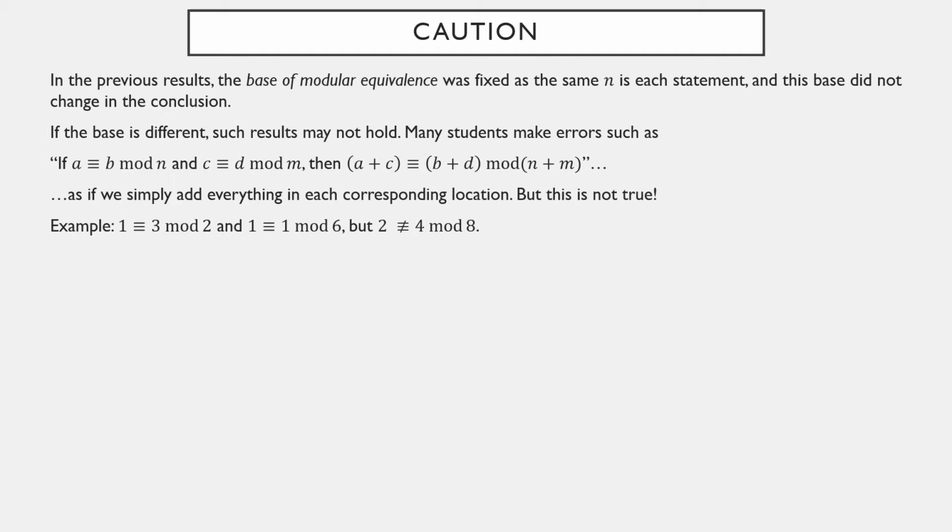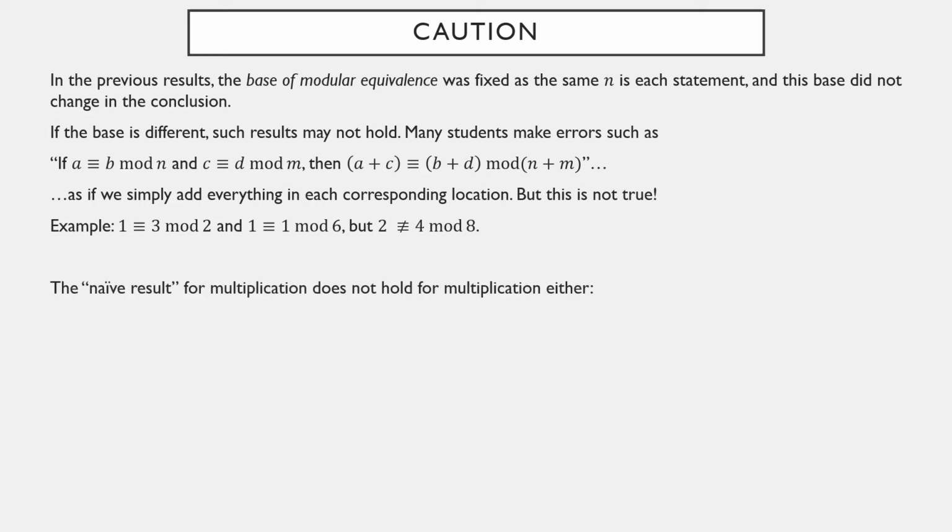For example, 1 is equivalent to 3 mod 2 and 1 is equivalent to 1 mod 6. Those are both true statements. But if I attempt to do that same thing, 2 is not equivalent to 4 mod 8. That's false. So just adding everything up, including the bases, does not necessarily yield a true statement.